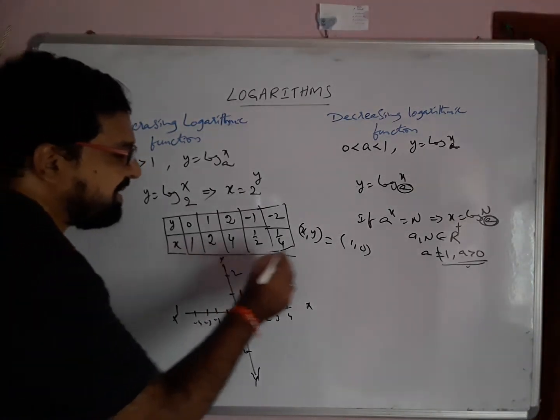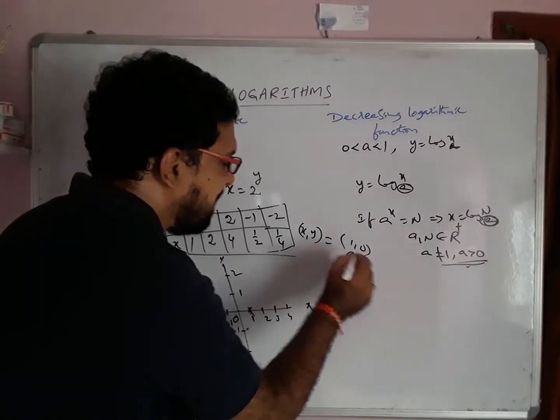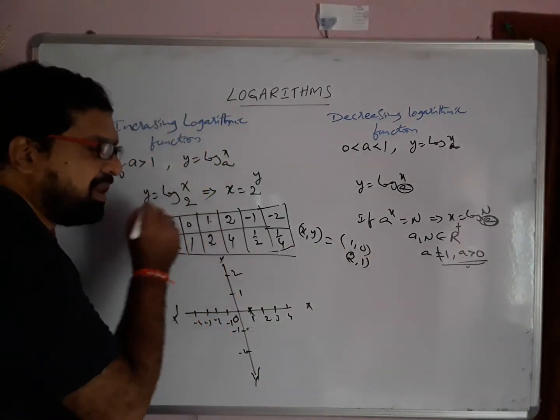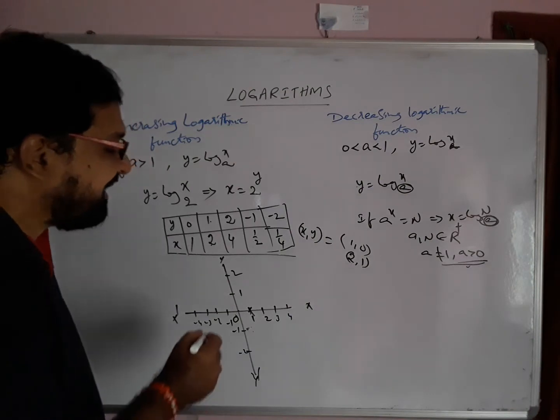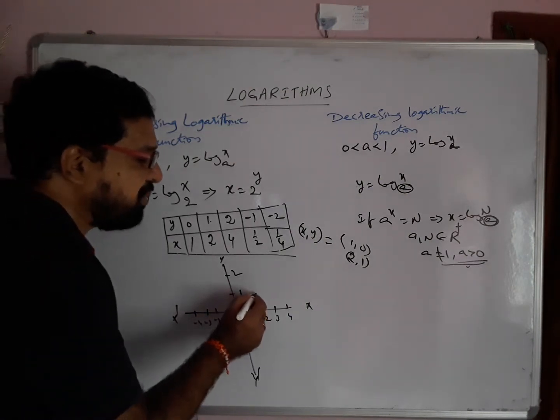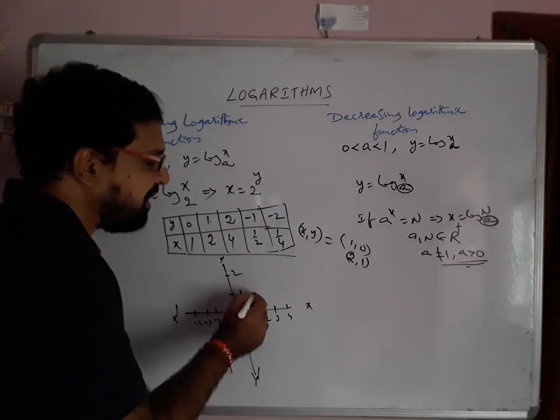The second point is 2 comma 1. The x coordinate is 2, the y coordinate is 1. So here the x coordinate is 2, y coordinate is 1. It will be in the first quadrant.